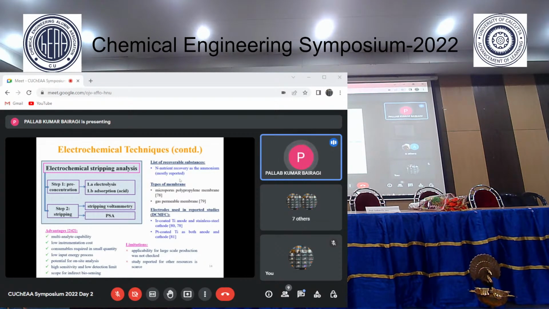Also, coupling with acid adsorption, electrochemical stripping has been successfully used to recover N nutrient as reported in different studies. Katke et al. in 2016 reported in their study an approximately 95% N nutrient recovery as ammonium.